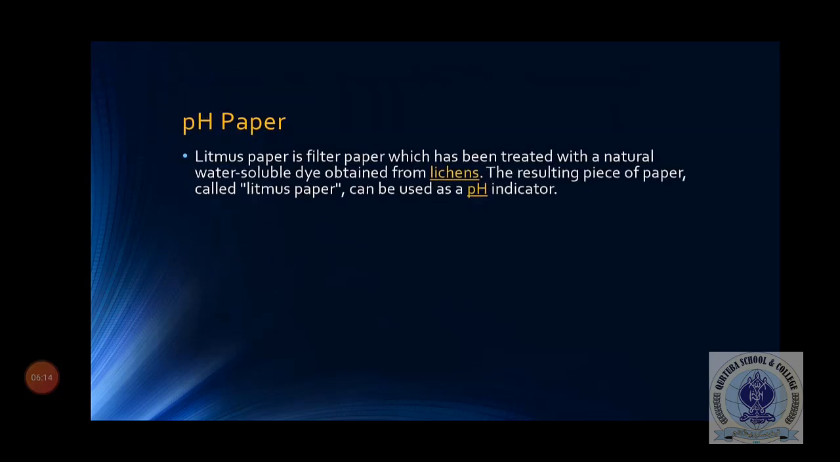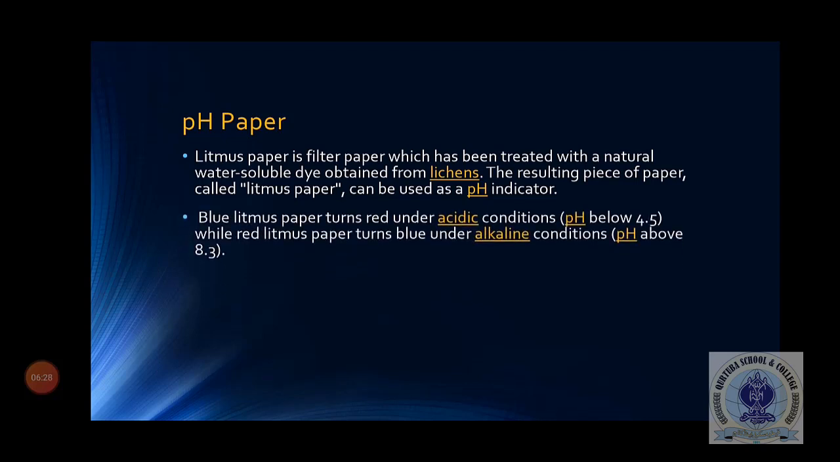Now, what is pH paper? pH paper or litmus paper is actually a filter paper which has been treated with a natural water-soluble dye obtained from lichens, and the resulting piece of paper, called litmus paper, can be used as a pH indicator. There are three types of litmus paper: one is blue litmus paper, the other is red litmus paper, and the third one is yellowish in color.